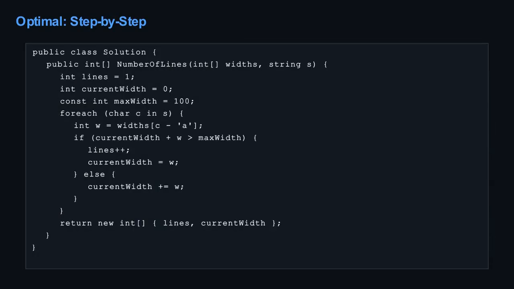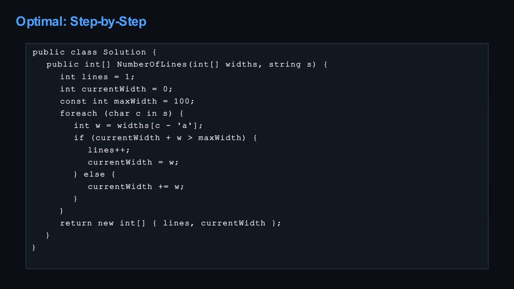Let's trace this step by step with our example where every letter has a width of 10 and our string is the entire alphabet from A to Z. We start with our line count set to 1 and our current width set to 0. The maximum width is 100. We pick the first letter, A. Its width is 10. We check. 0 plus 10 is 10. 10 is not greater than 100, so we add 10 to our current width. Now line count is 1 and current width is 10.